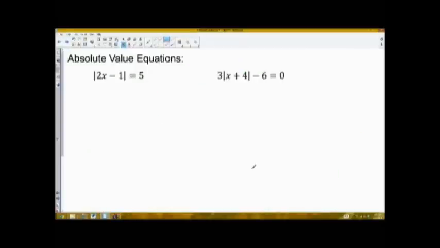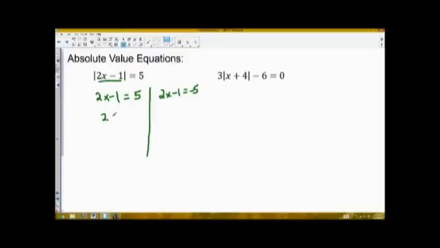Absolute value equations. Now remember that an absolute value can be either positive or negative. So the two situations where these two things will be equal is when either 2x minus 1 is equal to positive 5, because when this 2x minus 1 is equal to 5, the absolute value of 5 is equal to 5, or when 2x minus 1 equals negative 5. So there's two possible outcomes, because when this inside stuff is negative 5, the absolute value of negative 5 is 5, and the absolute value of positive 5 is 5.